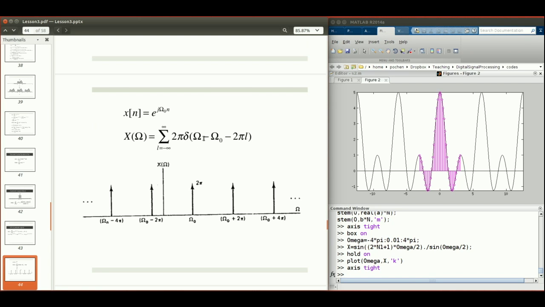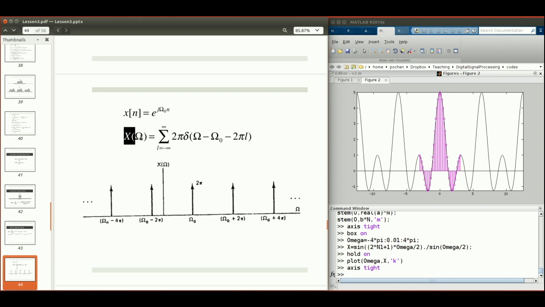Here, delta is the impulse signals. It's basically 2 pi times delta of big omega minus omega 0. Omega 0 is the frequency of the complex exponential in the time domain. And then minus 2 pi L, where L is an integer that goes from minus infinity to positive infinity.